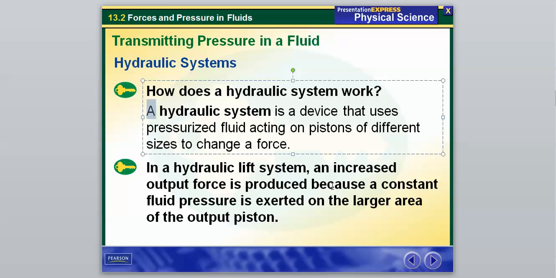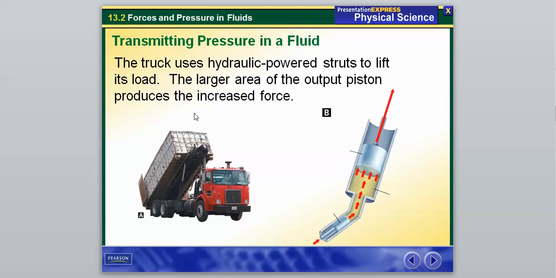It says, in a hydraulic lift system, an increased output force is produced because a constant fluid pressure is exerted on the larger area of the output piston. Again, they did this a little bit backwards, so it'll make more sense in a second. The truck uses hydraulic-powered struts to lift its load. This truck obviously doesn't just drive around like this all the time. If they ever need to unload the cargo in here, they use these hydraulic lifts, and the larger area of the output piston produces the increased force.